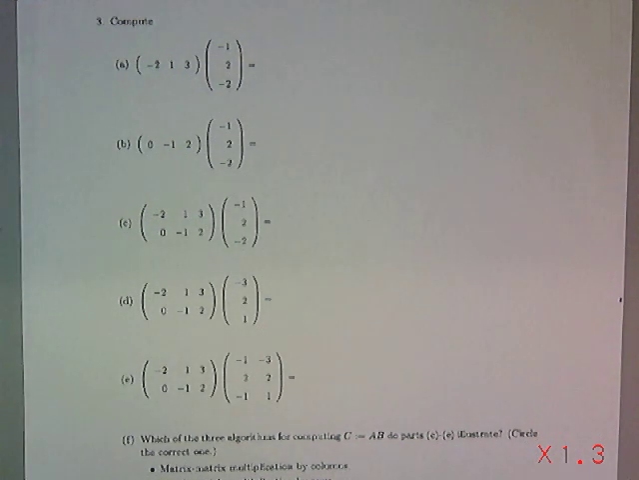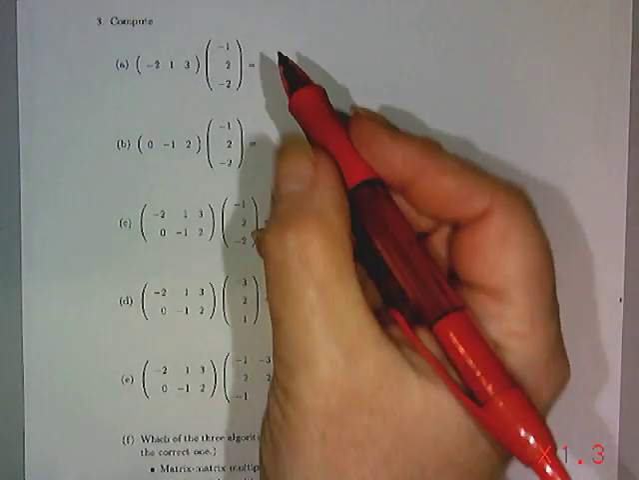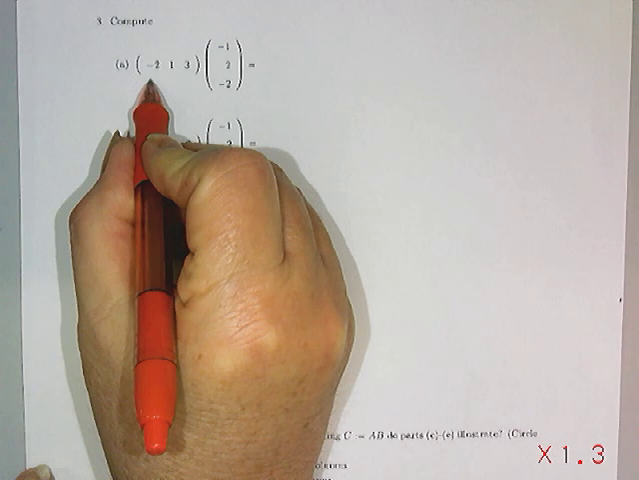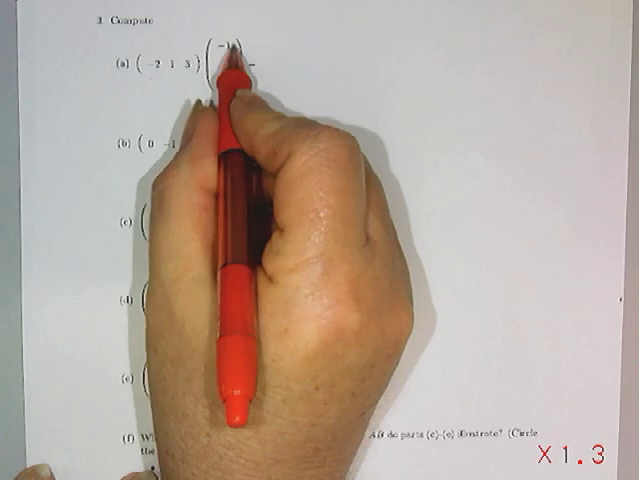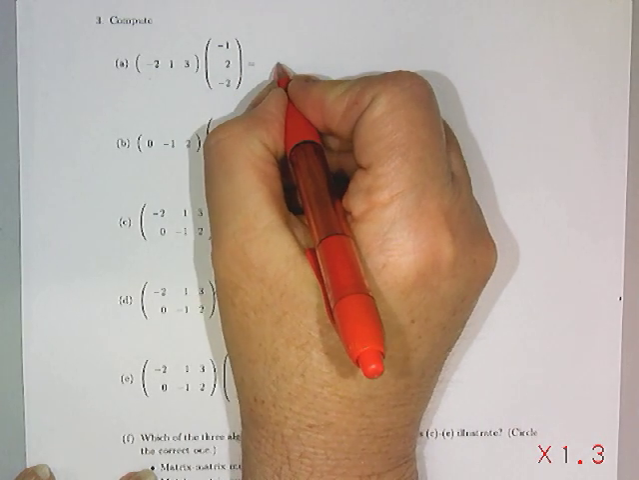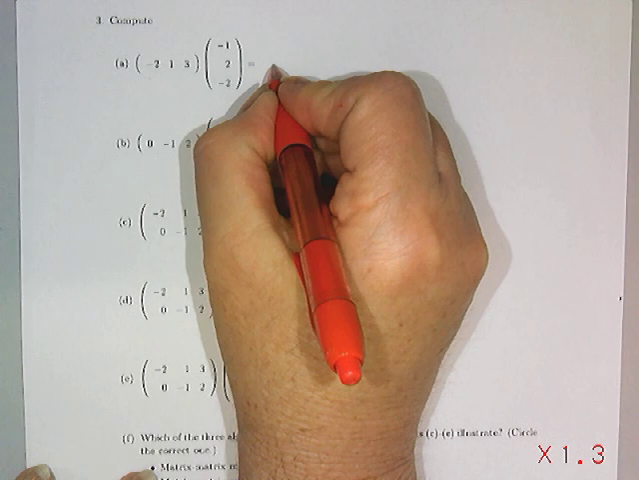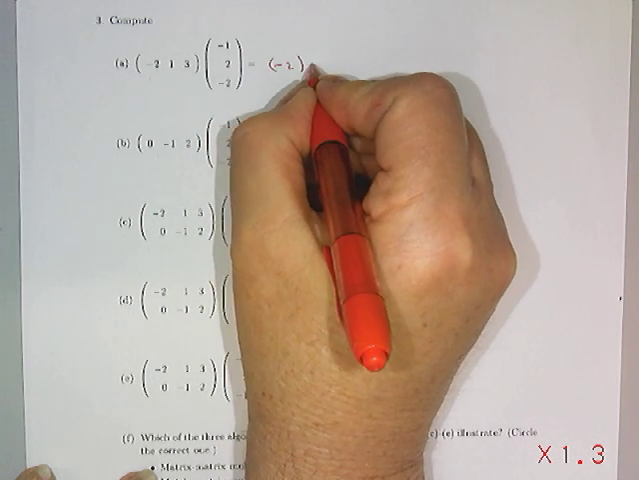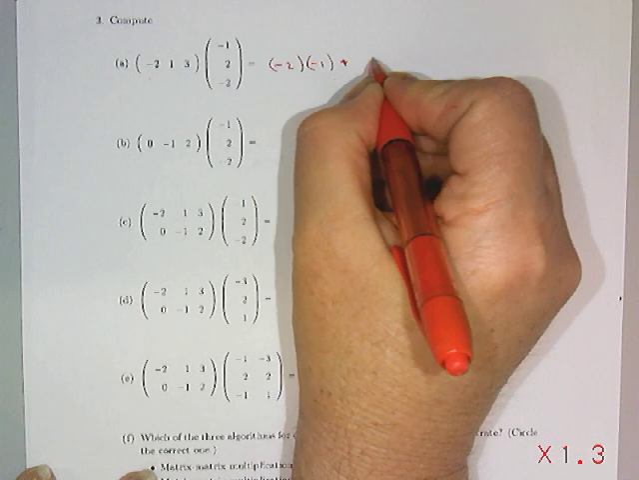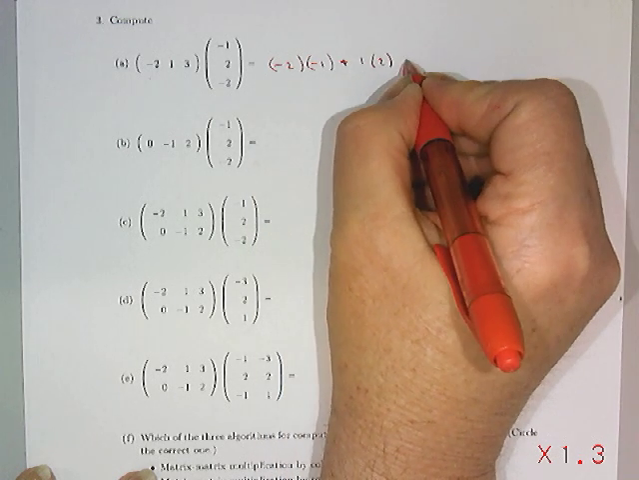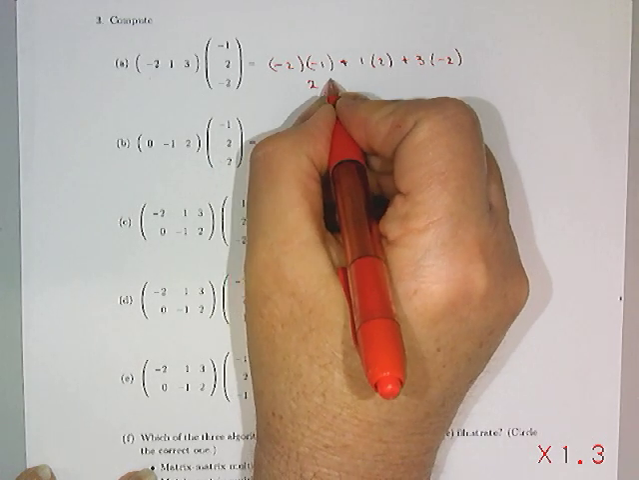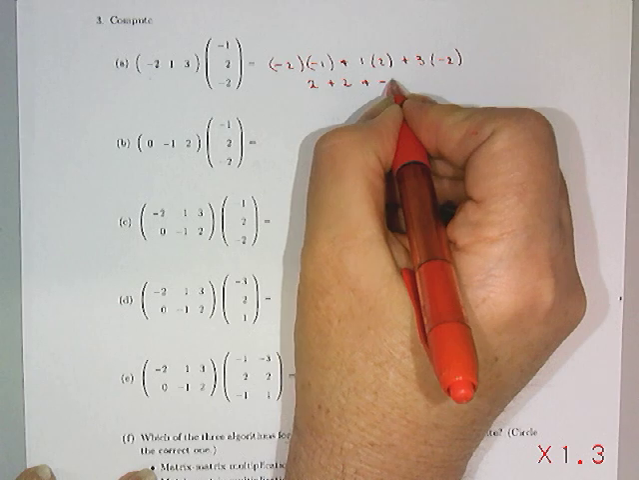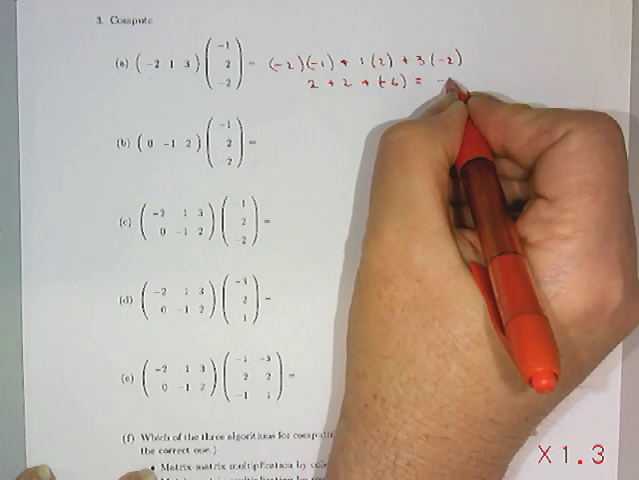In problem number 3, we want to compute, which is the hard part for me. It means arithmetic. So, in part A, we want to take the dot product of this vector with this vector, a row vector times a column vector. The dot product will be -2 times -1 plus 1 times 2 plus 3 times -2, which is 2 plus 2 plus -6, which is -2.